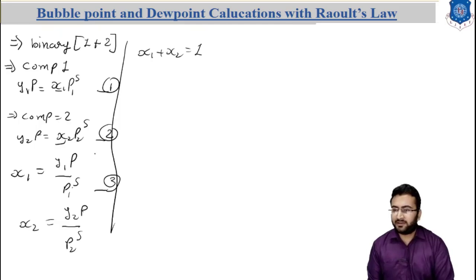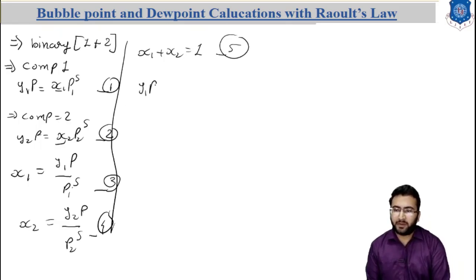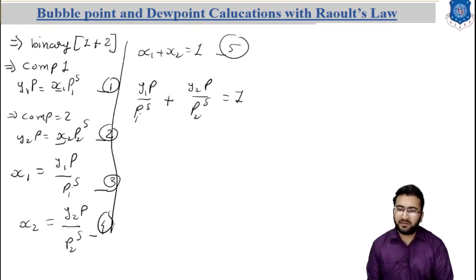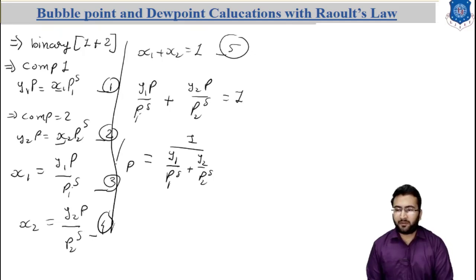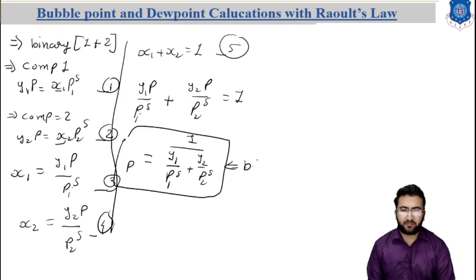So, using equation 3 and equation 4 in equation number 5, we will get y1 p upon p1 saturated plus y2 p upon p2 saturated is equal to 1. Now, rearranging this equation, we will get p is equal to 1 upon y1 upon p1 saturated plus y2 upon p2 saturated. So this becomes our dew point calculation equation using the Raoult law for the binary system.